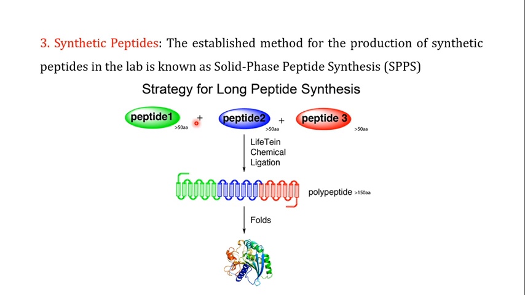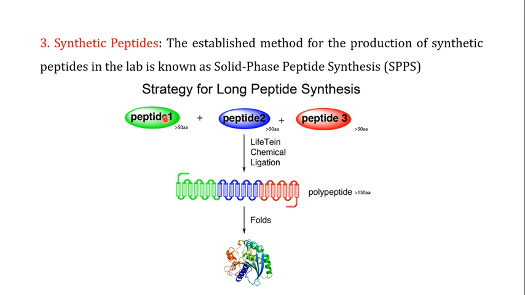The third source available is through the formation of synthetic peptides. You can make these peptides synthetically, and the most established method for the production of synthetic peptides in the lab is known as solid phase peptide synthesis. You can make these small peptides in the lab utilizing solid phase peptide synthesis. Once you have made these small peptides, you can link them to each other to give you a larger peptide.